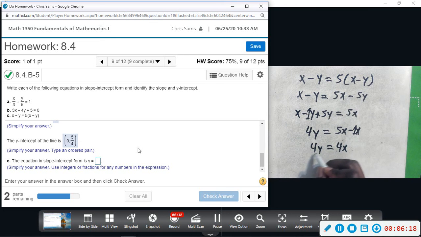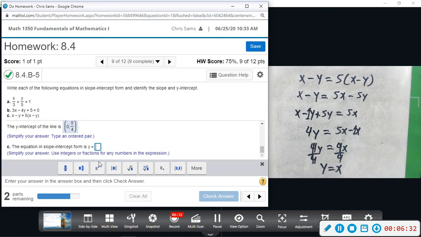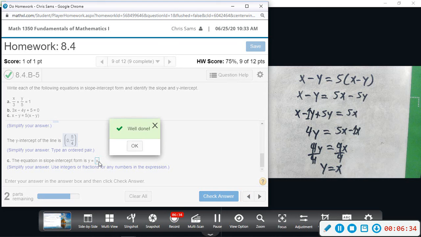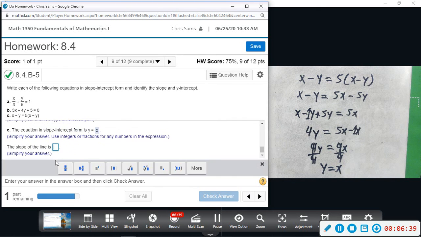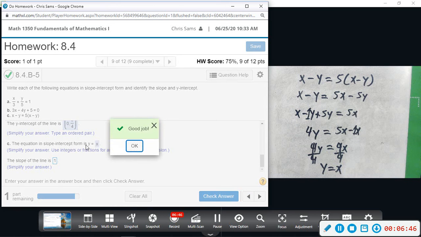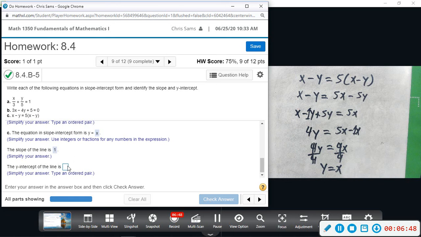And then to get y by itself, you divide by 4. And anything divided by itself is 1. So we just get y equals x is our equation. Alright, so our equation is just x. The slope is the number in front of x, which is understood to be a 1. You don't see a number there, but it's understood 1. And then the intercept, we don't have a number, so it is 0.